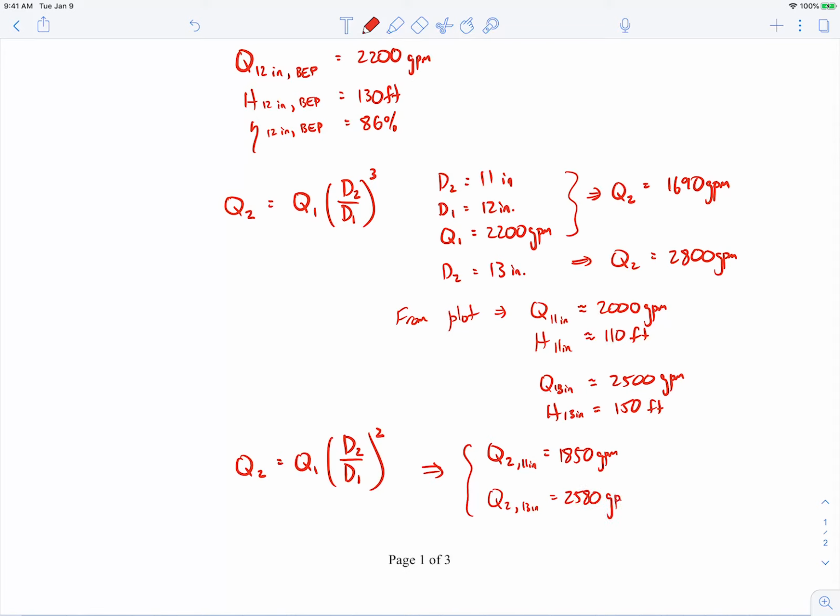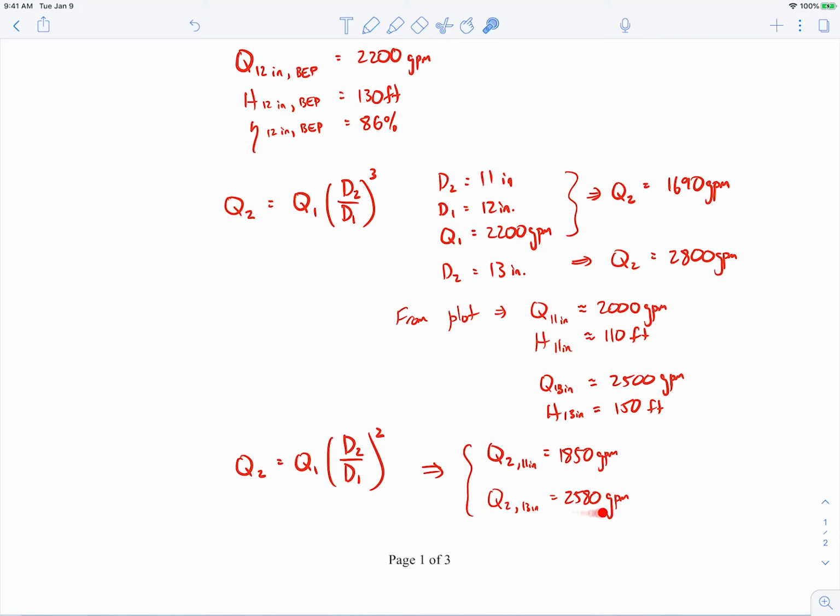gallons per minute. So now when we compare these from the empirical correlation, you see we're actually closer. So from the dimensional analysis, we had 1,690 for the 11-inch impeller. The actual is 2,000, but our new empirical correlation is 1,850, so it's closer. So this works better than that. Okay, and then when we compare for the 13-inch impeller diameter, our dimensional analysis scaling gives us 2,800. The actual one is 2,500. But using the empirical one, we get 2,580. So that one's actually much closer.